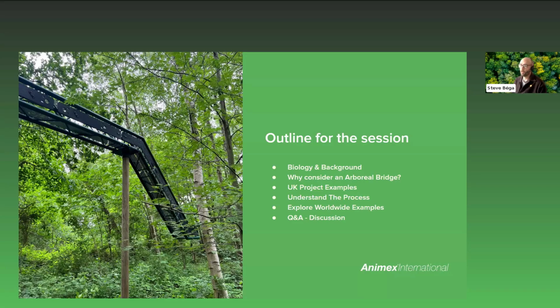Then, before we take a break for questions and answers, I'm excited to introduce Tremaine Gregory, who's kindly offered her time and expertise to share a kind of wider worldview on how arboreal bridges and canopy crossings are being used in other parts of the world.